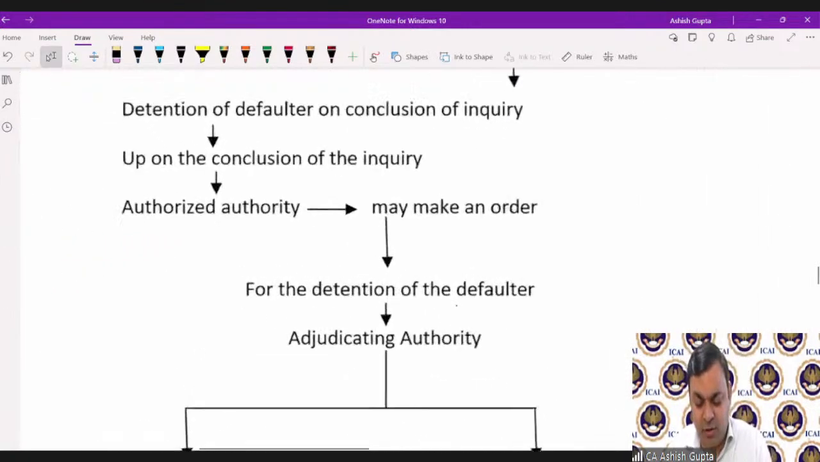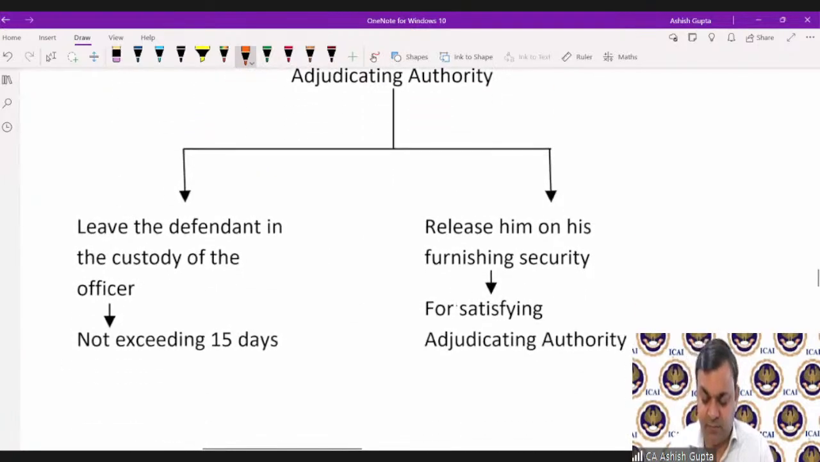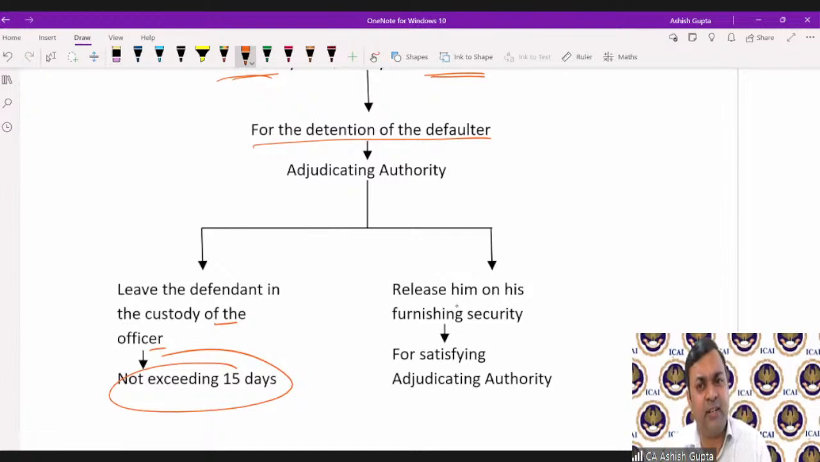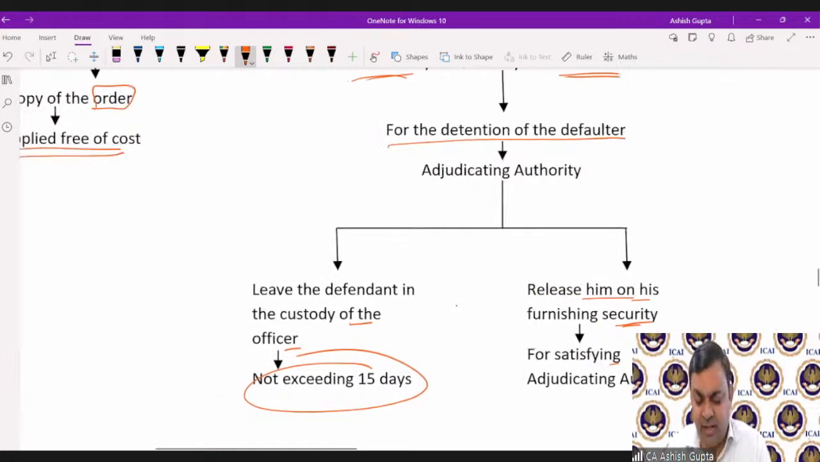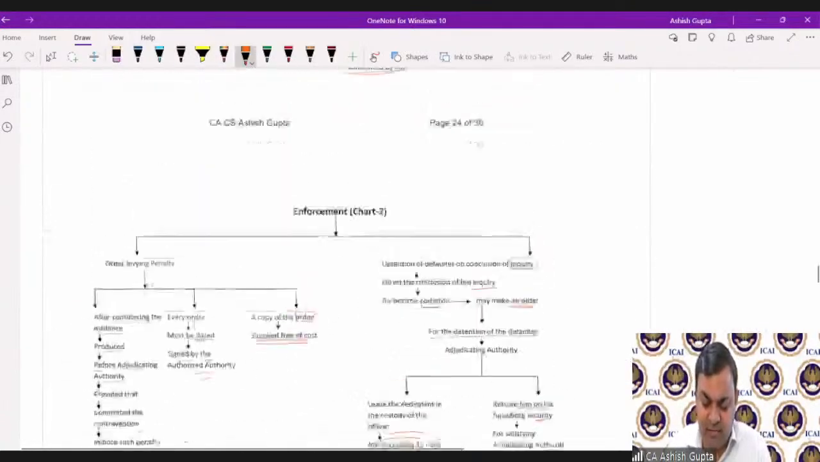And detention of the defaulter on conclusion of inquiry, if the person is found defaulting. Upon the conclusion of inquiry, the authorized authority may make an order for the detention of the defaulter. The adjudicating authority leaves the defendant in the custody of the officer not exceeding 15 days, so that they will ask whatever they want to ask, and release him. We will release that person on furnishing the security for the satisfaction of AA. AA means adjudicating authority. So I think section 14 and 16 procedure part is clear.